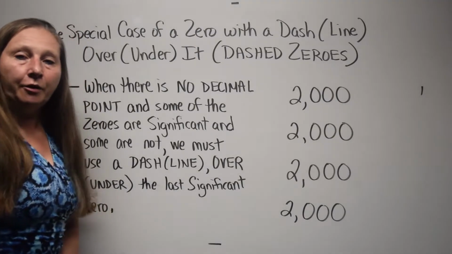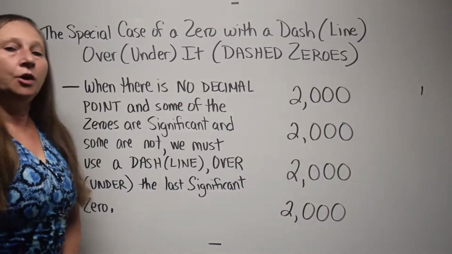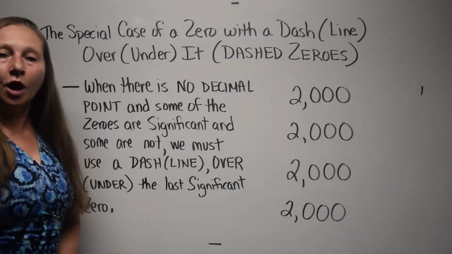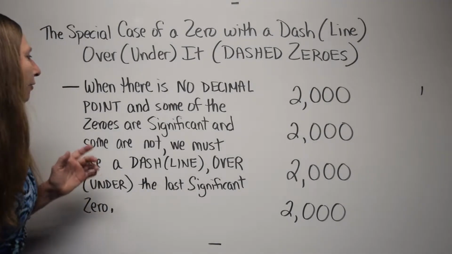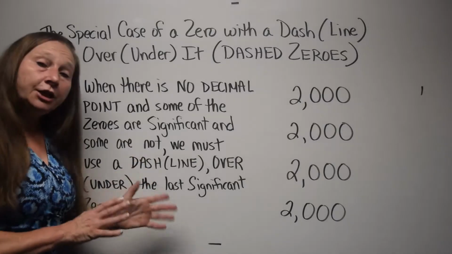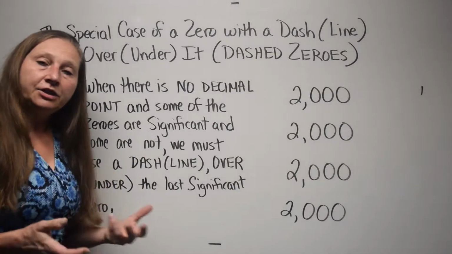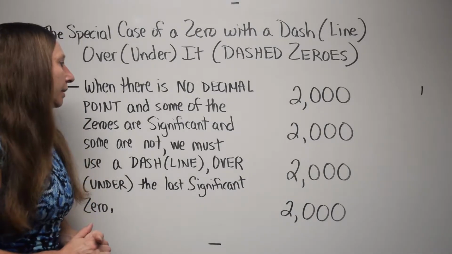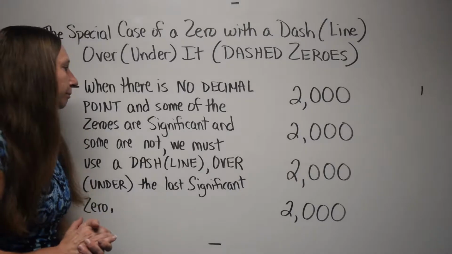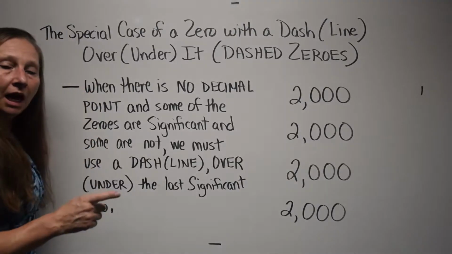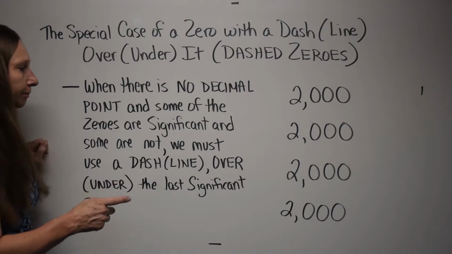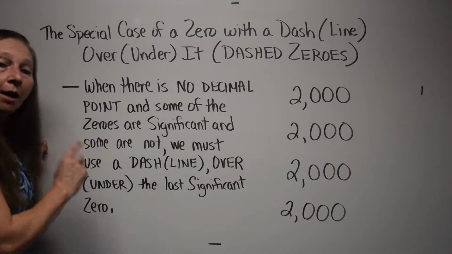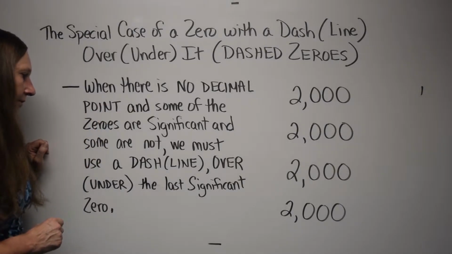I'm going to speak very briefly about the special case where there is a zero with a dash or a line either over or under the zero. Now, your teacher might not teach this particular designation for significant figures. If you don't need to know it, then maybe you might want to skip this part. But if you do need to know it, here we go. Now, this only applies when there is no decimal.